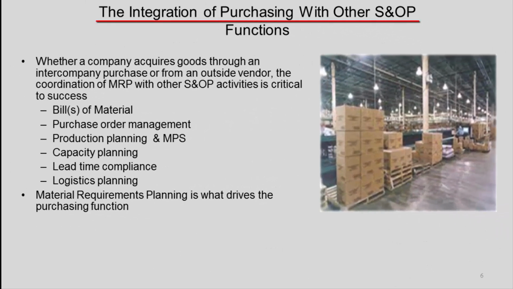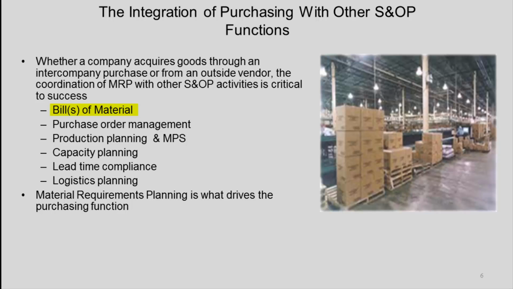So let's talk about the integration of purchasing with other S&OP functions. Whether a company, first bullet point, acquires goods through an intercompany purchase where we buy from our own factory, we are the sales department and we acquire goods from our own factories, or from an outside vendor, this whole coordination issue of MRP, which is really what we're talking about here, material requirements planning, with other S&OP activities, it's just so critical. Bills of material, that recipe for products, regardless of whether we make goods ourselves or outsource to a contract manufacturer, there has to be a bill of material.